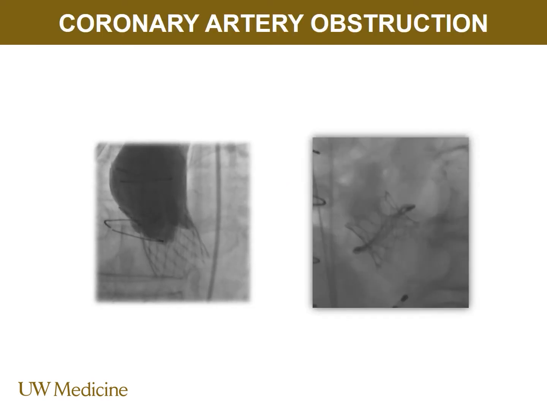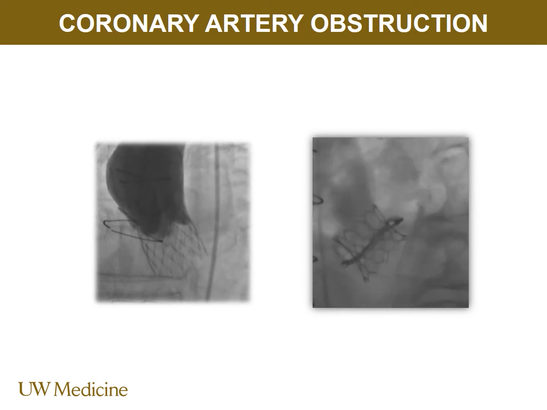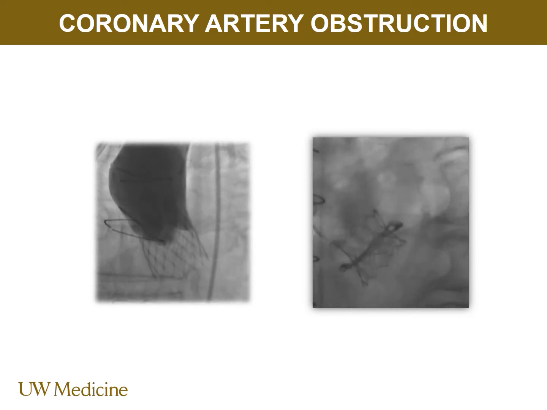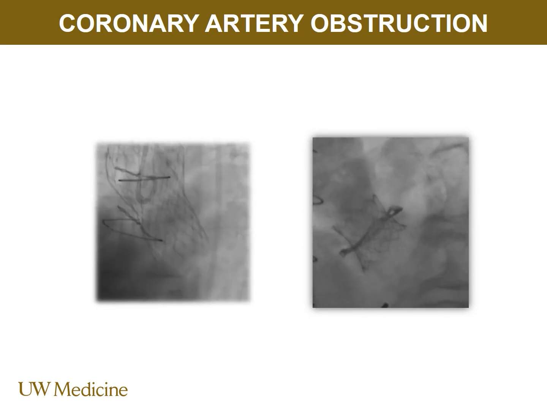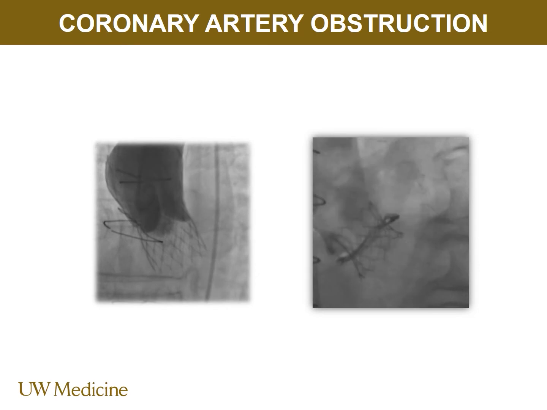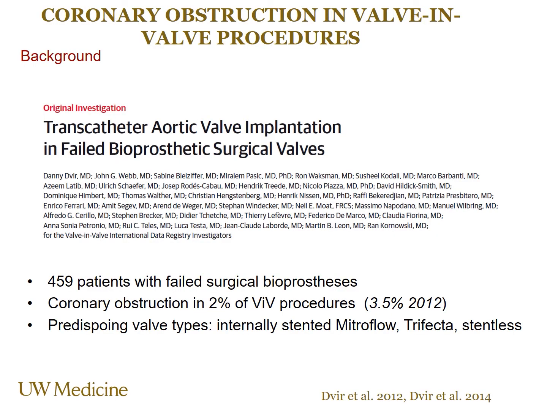So let's talk specifically about the coronary obstruction in this situation. Here's a case of a CoreValve that was positioned. As you can see, there's no flow in the coronary arteries. And then on the right image, you can see aortic root injection demonstrating complete occlusion as well using the balloon expandable Sapien type valve.